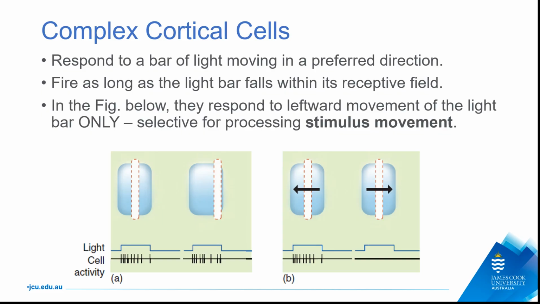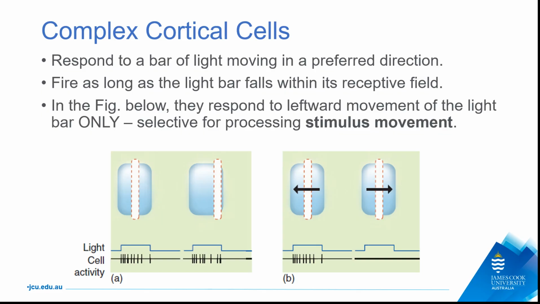So let's just talk about complex cortical cells. This is really from our textbook. Let's imagine we have a bar of light moving in the preferred direction. A complex cell will fire as long as the light bar falls within its receptive field. That's the left panel. You can see all these spikes, all these action potentials. We are having depolarization, so it just fires.